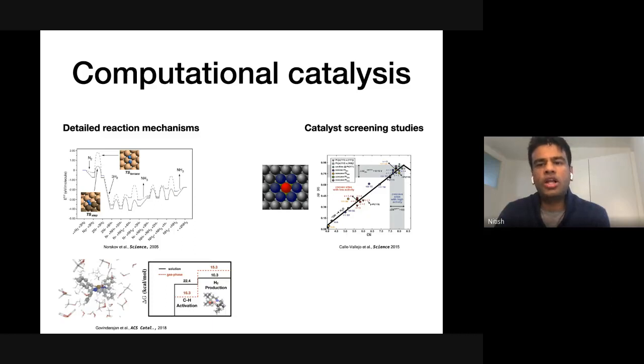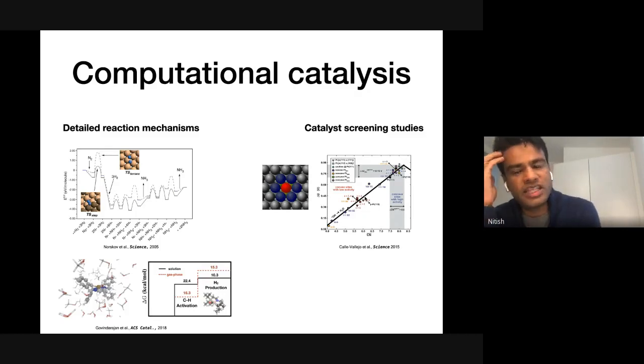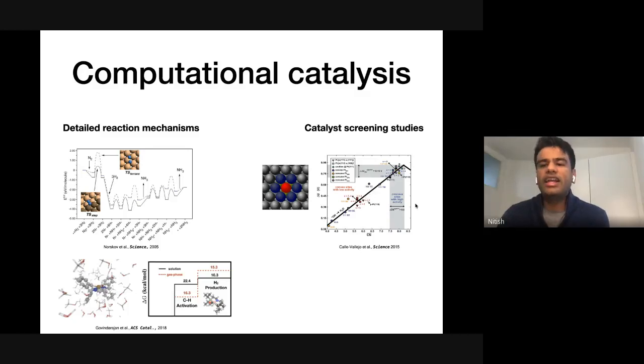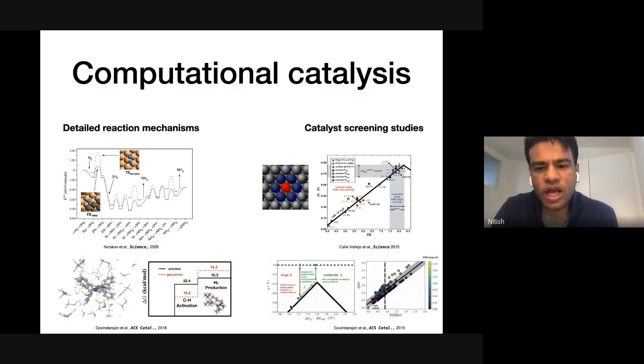These are typically called volcano plots, and they are called volcanoes because they're based on a principle that was proposed by Sabatier, who was a French chemist. I can show you this plot here. This is a volcano plot. The ideal catalyst is usually on the top of the volcano. It binds intermediates neither too strongly nor too weakly. The catalyst should bind the intermediate in an optimal manner, because if it binds the intermediate too strongly, the intermediate will not desorb. And if it binds the intermediate too weakly, the intermediate will not adsorb. So it has to bind the intermediate in an optimal way.